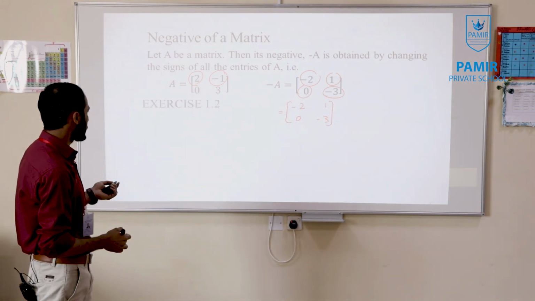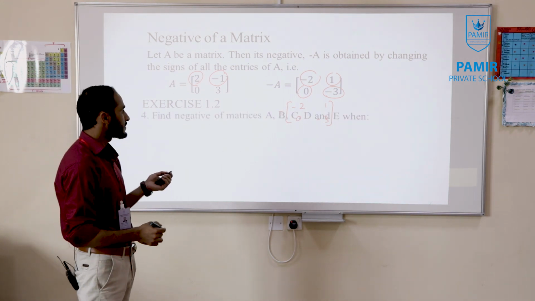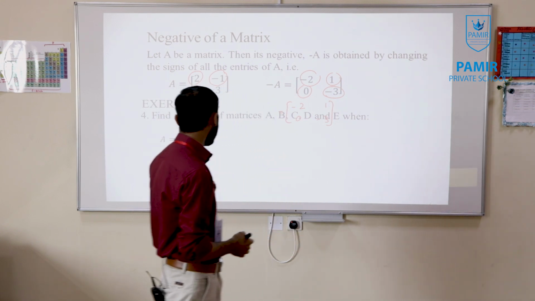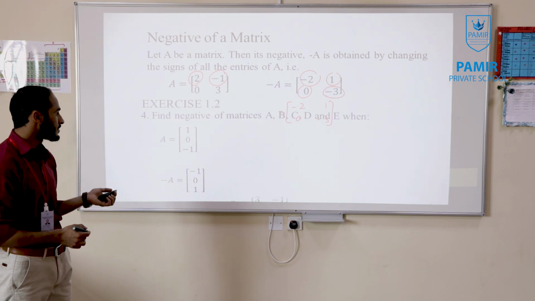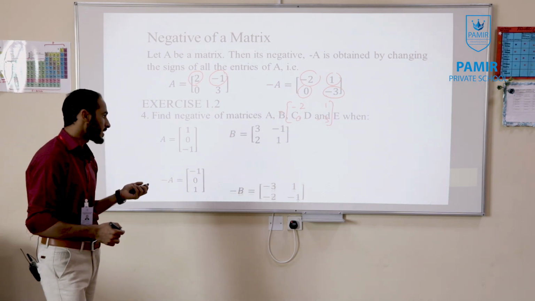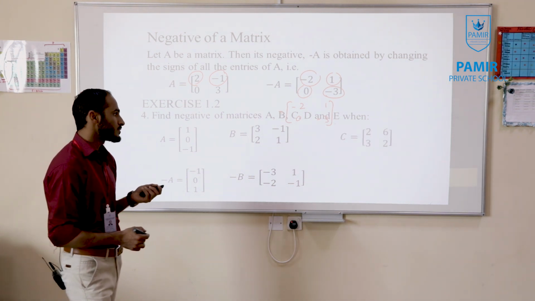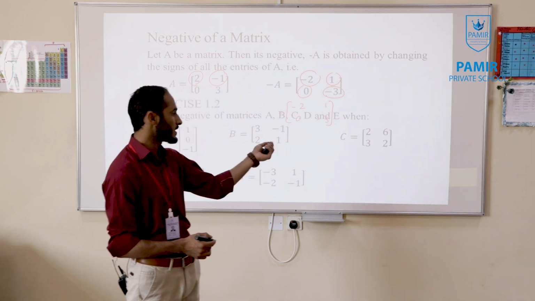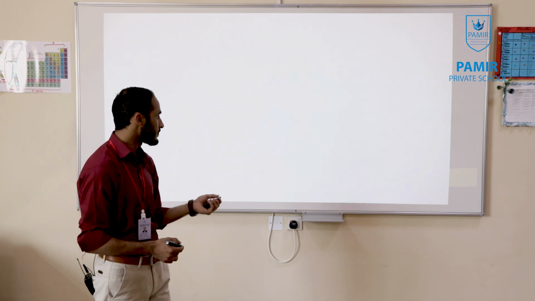Now we have the second exercise questions here. We will solve some examples. The matrices are given here. For matrix A, the negative matrix of A is given here. For matrix B, we write the negative matrix of B. And now matrix C, we have 2, 6, 3 and 2, all positive. Once we write the negative, we change them all into a negative form.